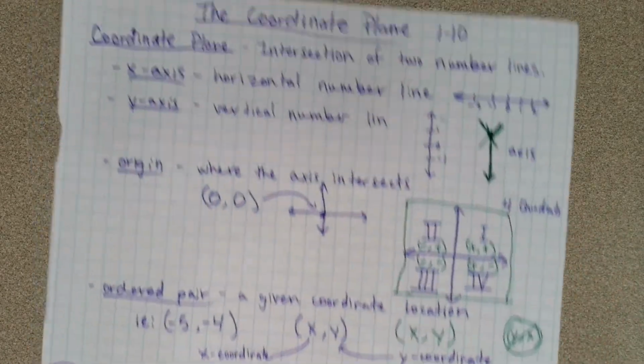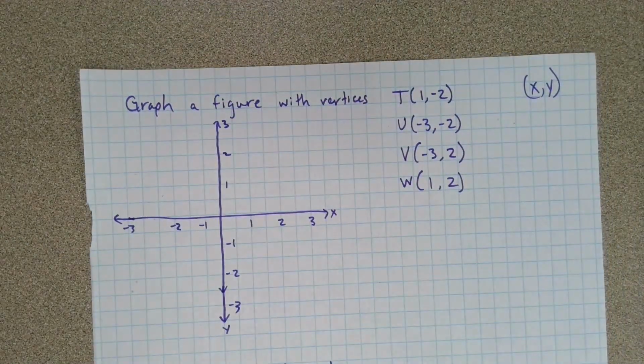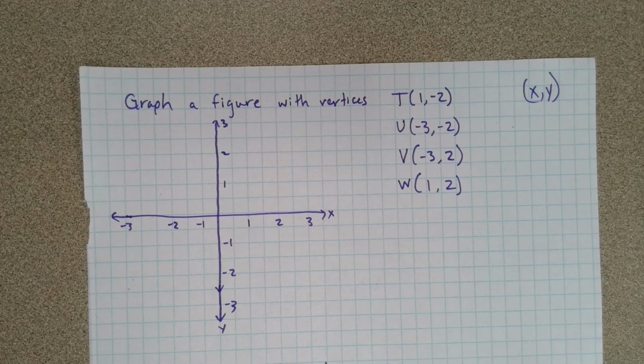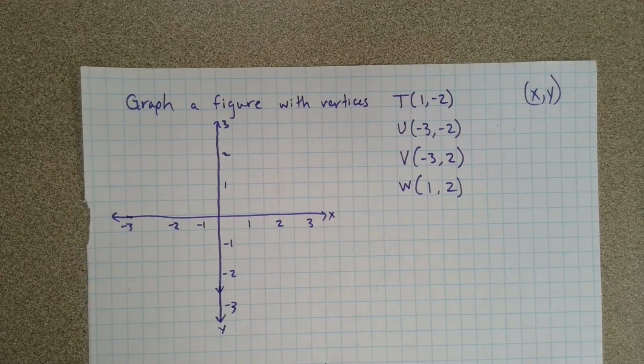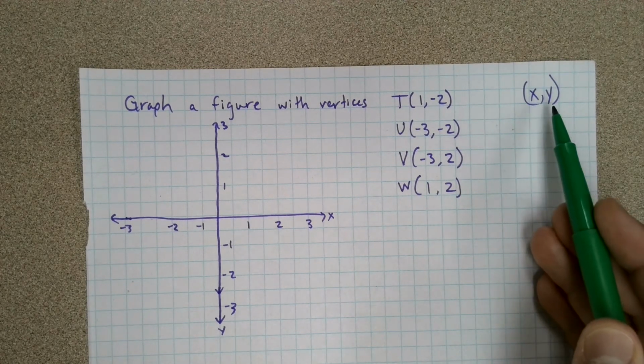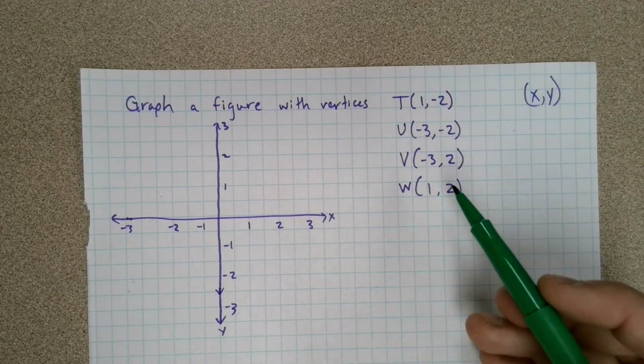All right, moving on to the next side. We have, not next side, new paper. All right, this next one we have graph a figure with these vertices. So we're going to graph these points, then we're going to combine them to make a figure. I know my X's are first, my Y's are second. I'm going to label these 4 points using that.